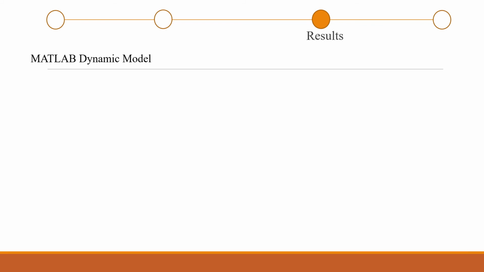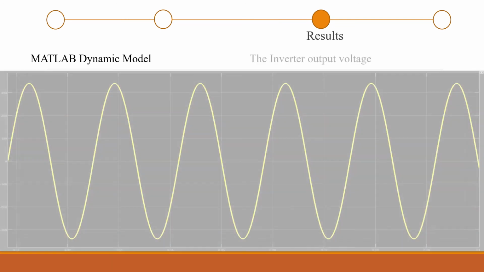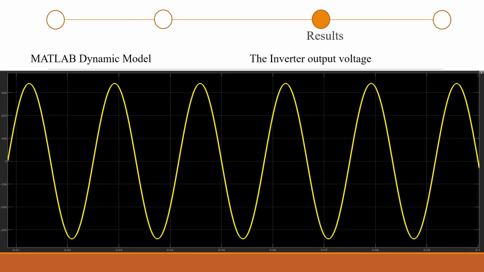The output of the PV panels is DC voltage, then it's connected to an inverter. Here in the slide, we will see the inverter output voltage, which, as shown in the figure, is a pure sinusoidal wave, and also with frequency equal to 60 Hz to meet the Canadian standards.